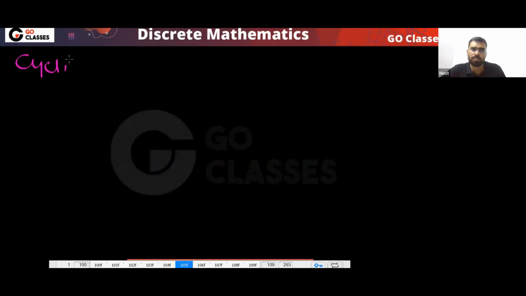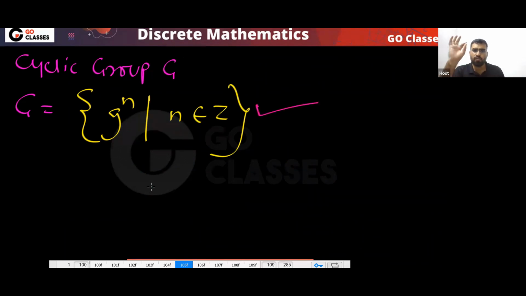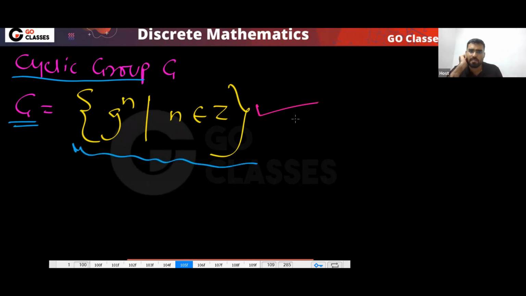So this is the template of a cyclic group. Remember, any cyclic group can always be written like this: g power n, where n is an integer. In any proof, if you ever see the word cyclic group, always remember that a cyclic group is basically nothing but g power n, where g is the generator. So this group is equal to g power n, where n is an integer.